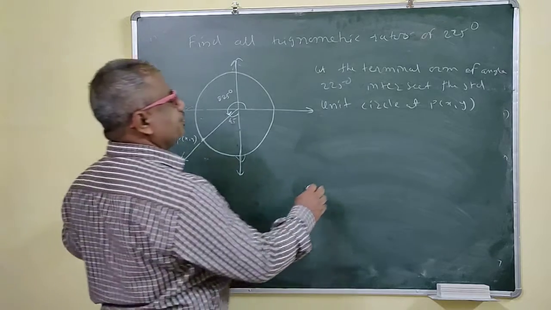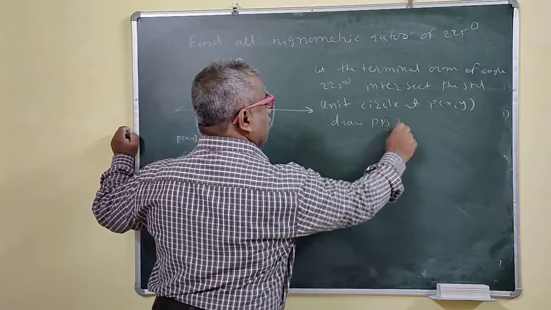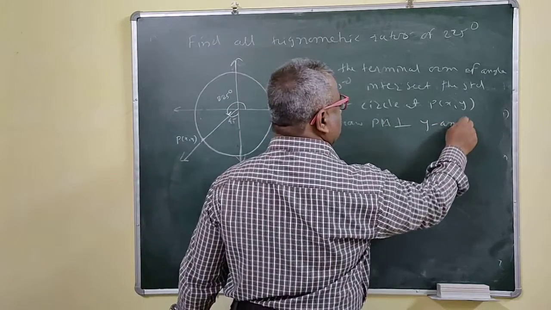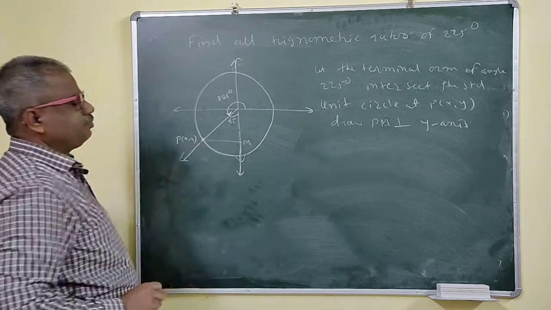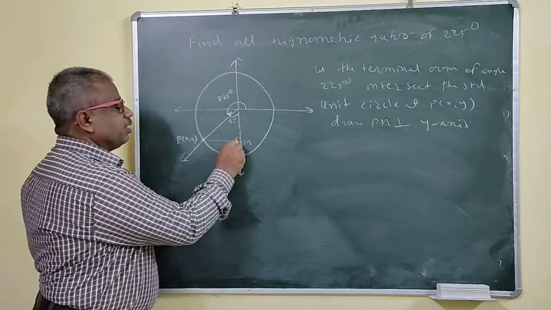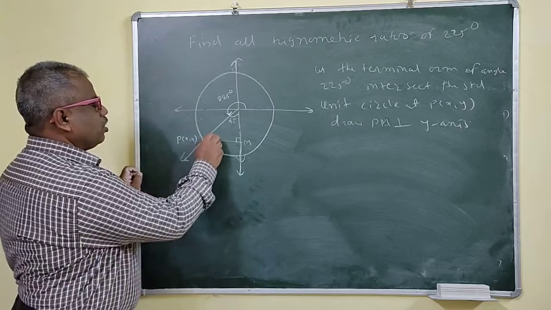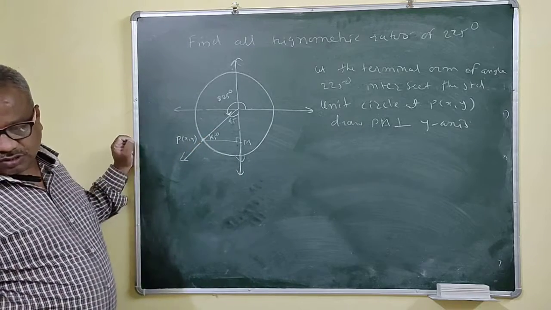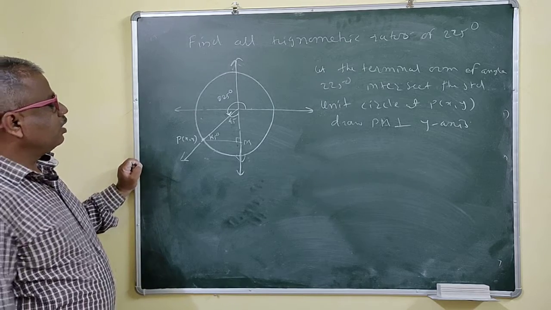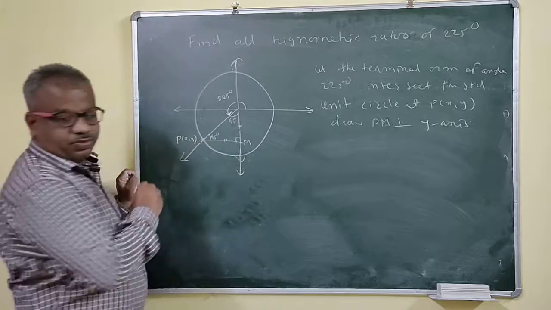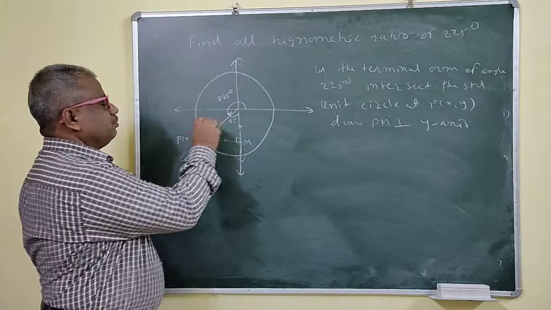Okay, so what we'll do, draw PM perpendicular to y-axis. Doesn't matter if you draw this perpendicular to y-axis. We draw perpendicular to y-axis. Now this will be your PM. Now this is 90 degree and this angle is 45 degree. This also 45 degree. Then these sides are same because these two angles are same. Therefore this is 1.